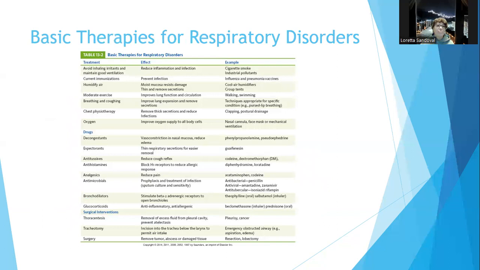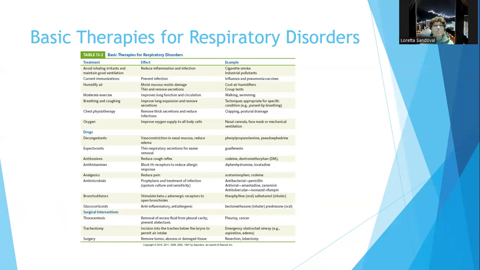So this is a list of basic therapies for respiratory disorders. No matter what the disorder, just like with cardiovascular disorders, there are basic therapies, same with respiratory disorders. So avoiding inhaling irritants and maintaining good ventilation. Like don't smoke and don't be around industrial pollutants, basically, to reduce inflammation and infection in the respiratory system. Current immunizations to prevent infection, humidifying the air to keep the mucosa moist. Moderate exercise, that's a great idea. We should do that to improve lung function and circulation.